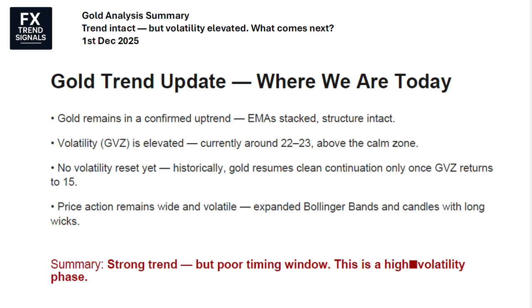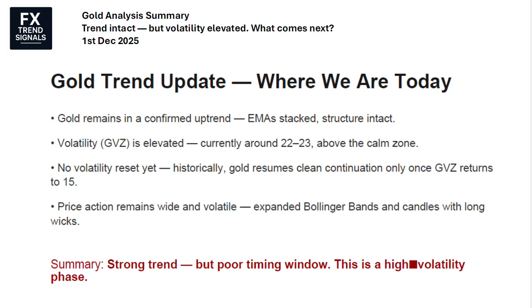So if we just move forward, gold trend update, where we are today. Gold remains in a very strong confirmed uptrend. EMAs are all stacked, the structure is intact. The volatility, which is ticker GVZ, on the right panel, is elevated, currently around 22 to 23, which is above the point which we can call the calm zone of around 15.